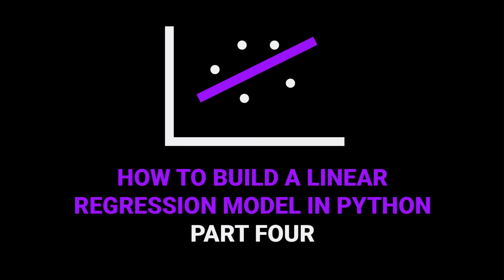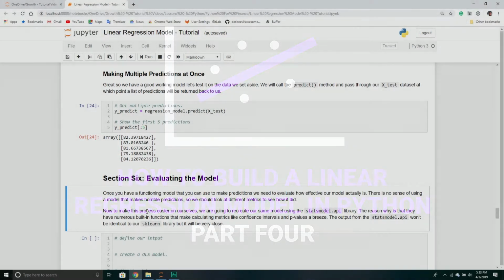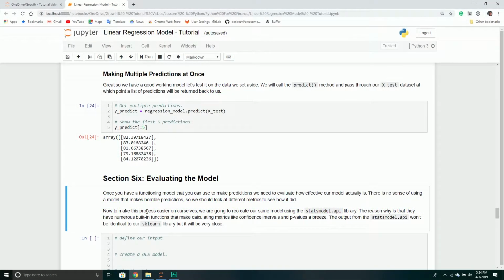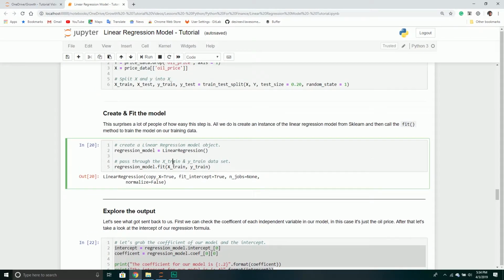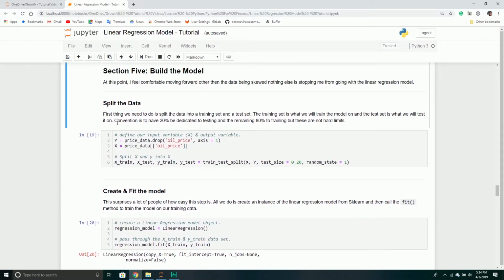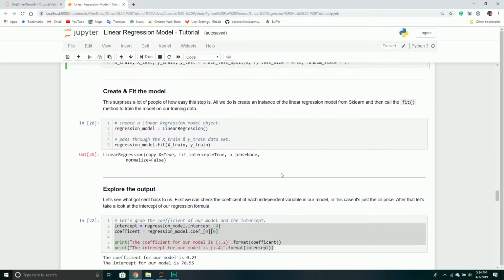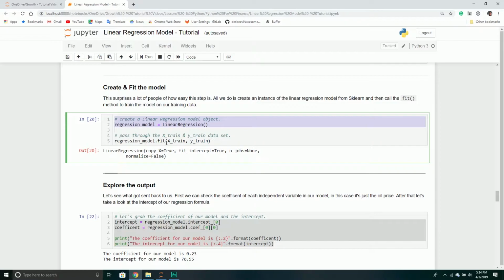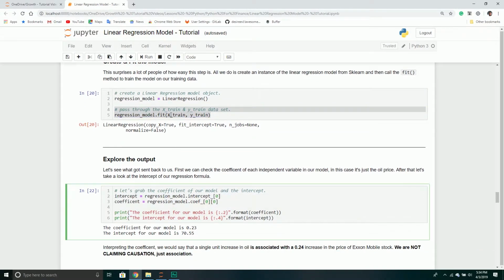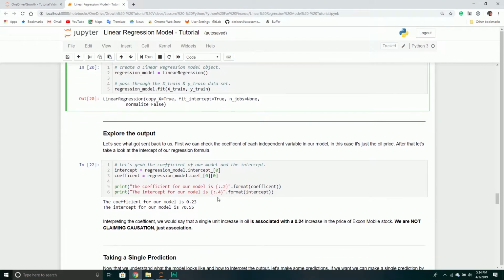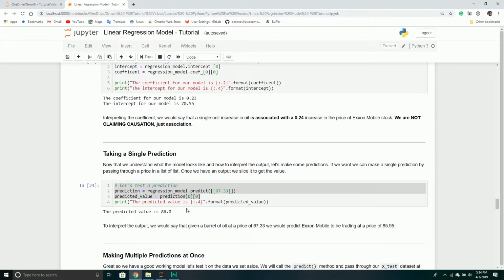Welcome back to our series on building a linear regression model inside of Python using sklearn. In our last video, we basically built an instance of our model. We first got our data set, split it into a training set and then a testing set. We created an instance of the linear regression model, fit our data to that model, and then explored some of the outputs and interpreted what they meant.